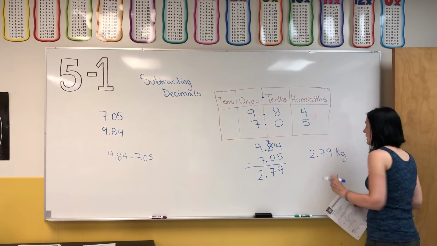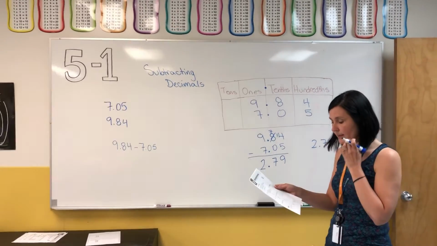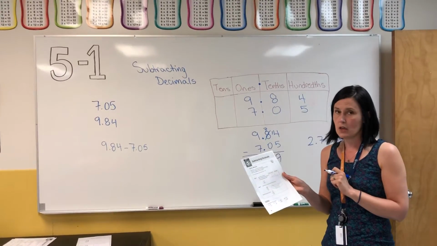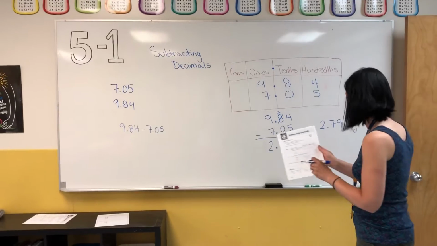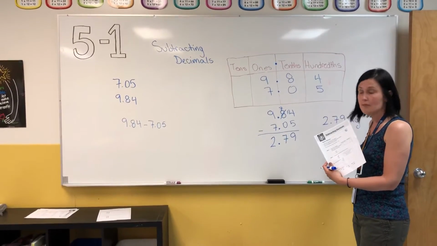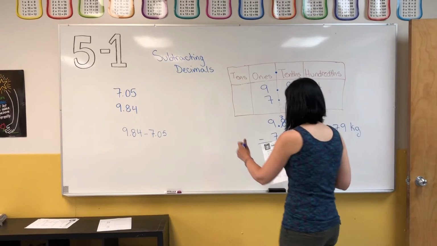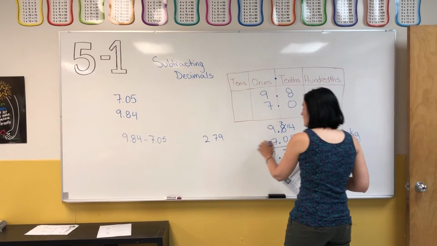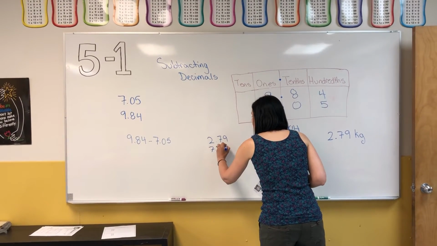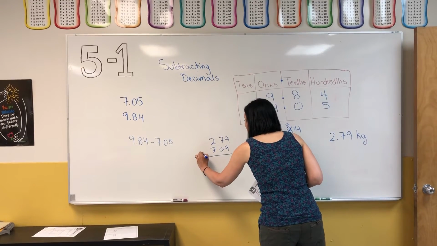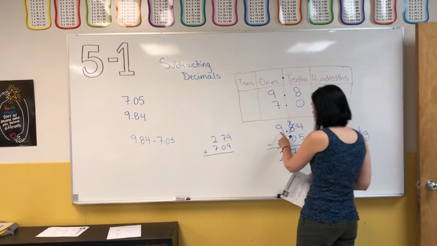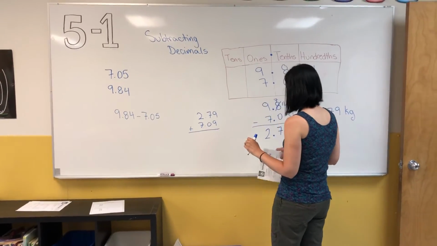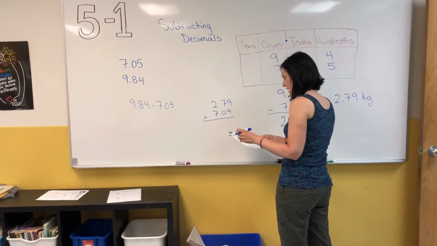kgs, which is kilograms. And something that I really actually liked in this worksheet is that then it says add to check your answer, which is something we've never really talked about in class. But if we take our solution or our difference, 2.79, and we add it to 7.05, we add it to the smaller number, we should get 9.84. Let's see if we do.